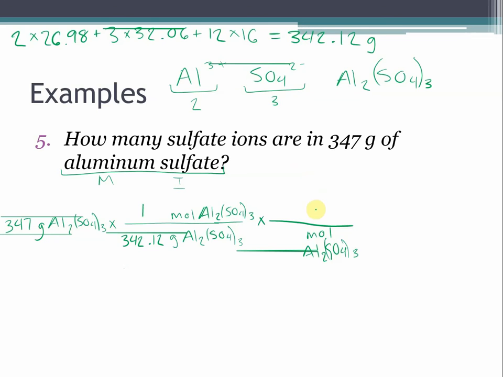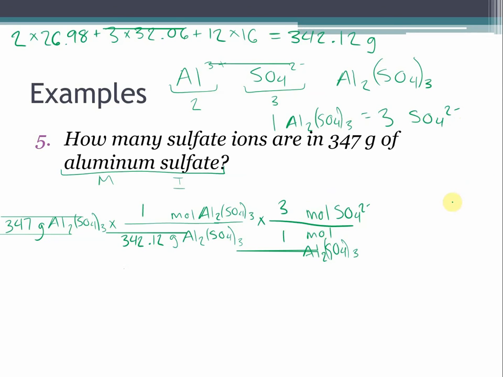And here is where you have to make your choice. I prefer moles to moles, so I'm going to put moles of sulfate in the top. And again, looking at your formula, for every 1 aluminum sulfate, there are 3 sulfate ions. So that means for every 1 mole of aluminum sulfate, there are going to be 3 moles of sulfate ions. We are not looking for moles of ions, we are looking for individual sulfate ions.